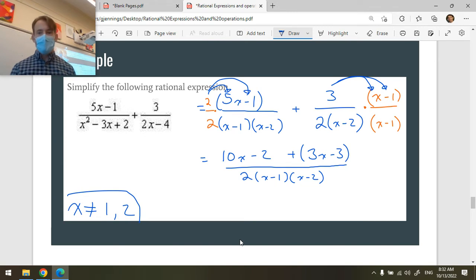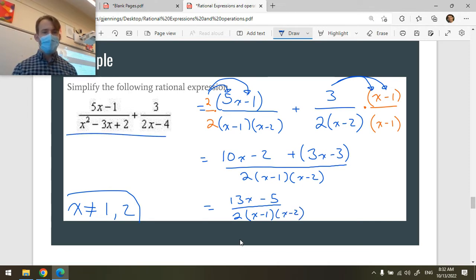Collect your like terms on top. This will be equal to 13x minus 5. Nothing to factor there, unfortunately. Over 2 multiplied by x minus 1, x minus 2. And that's the simplified form of this junk. Yuck. Let's write that a little more beautifully, Mr. Jennings.